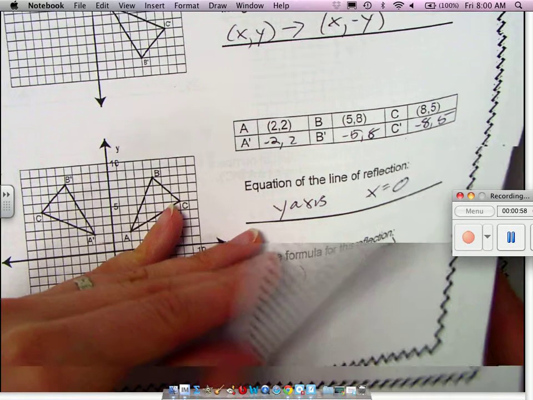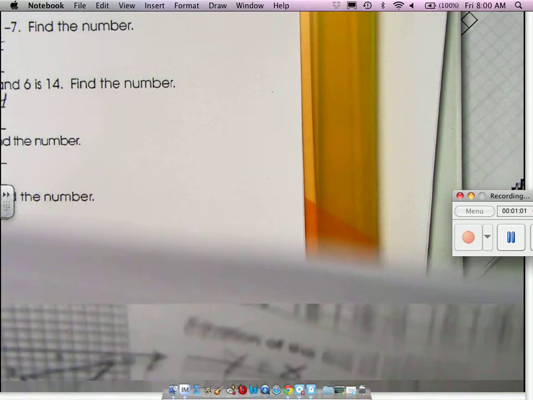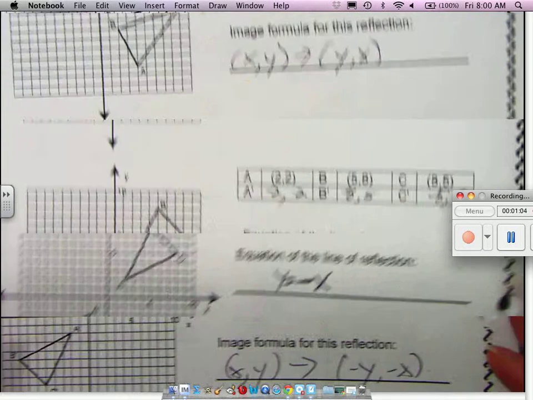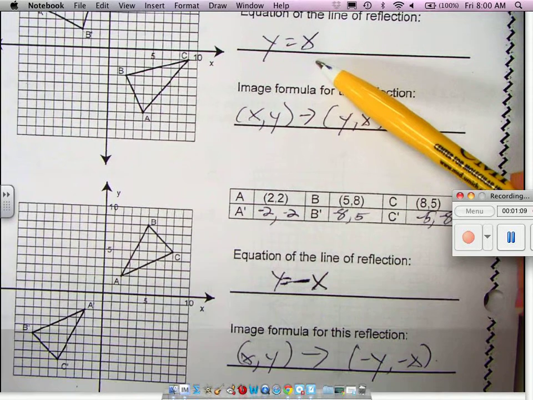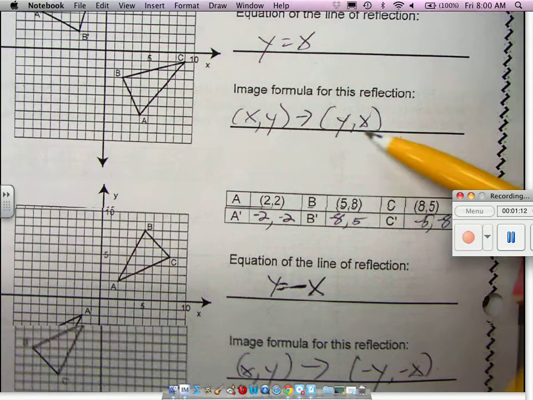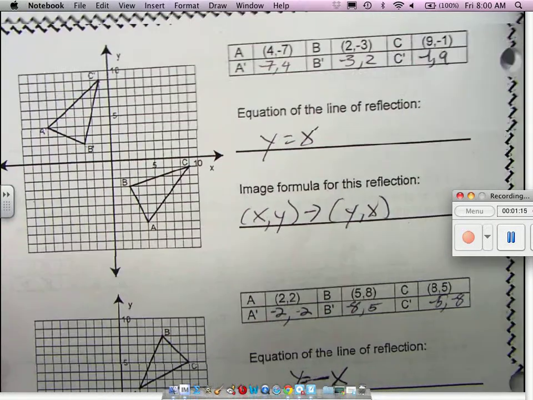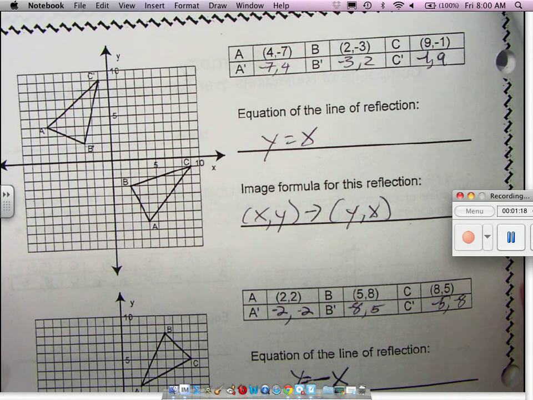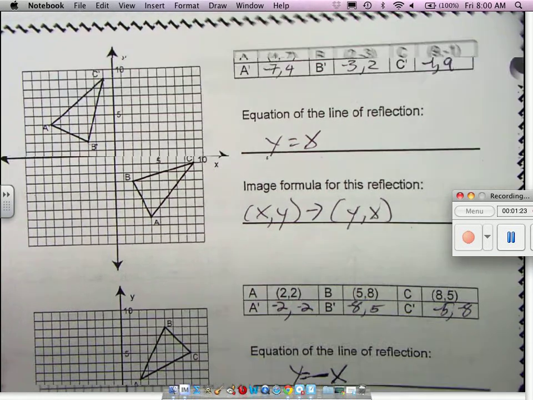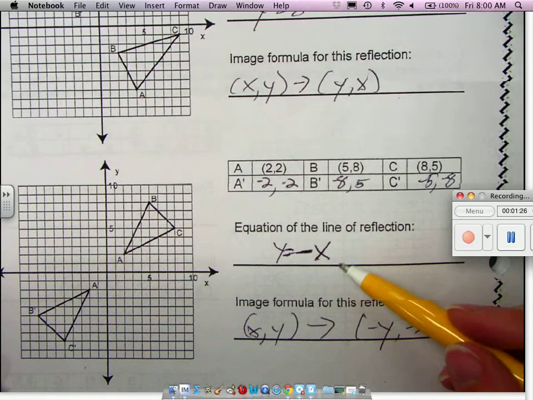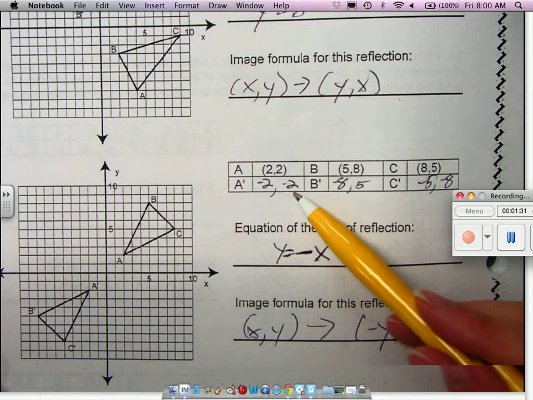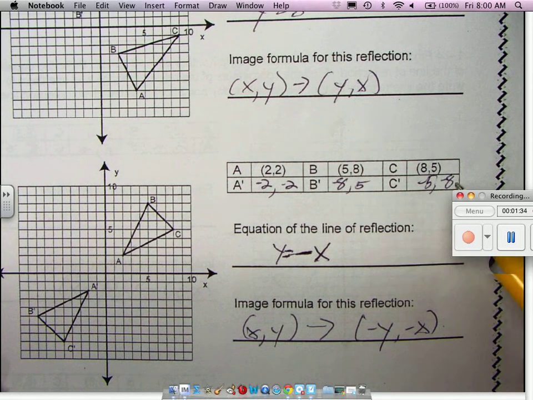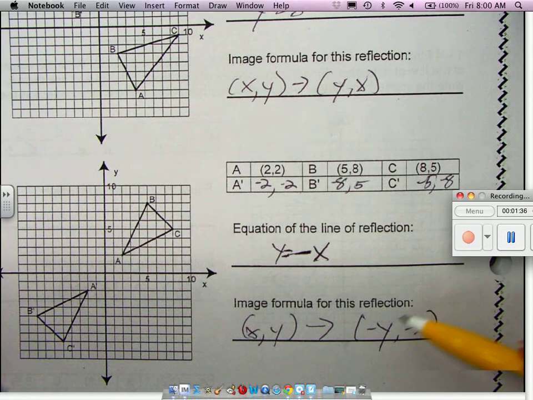Let's look at 3 and 4. Number 3 is y equals x, and my image formula is (y, x). My new points: A naught is (-7, 4), B naught is (-3, 2), C naught is (-1, 9). Number 4 is over y equals -x, and my points are (-2, -2), (-8, 5), (-5, 8). So we flipped it and changed their signs: (-y, -x).